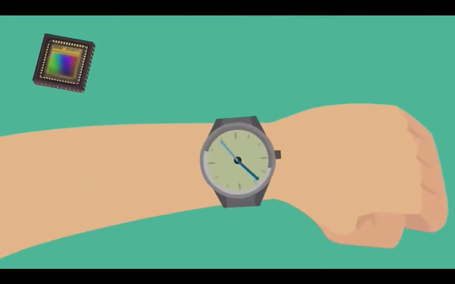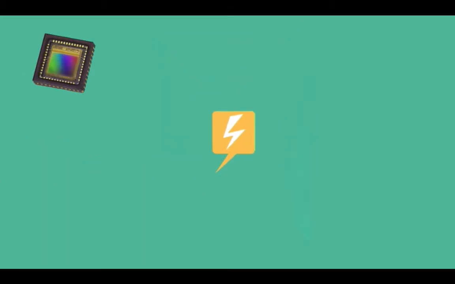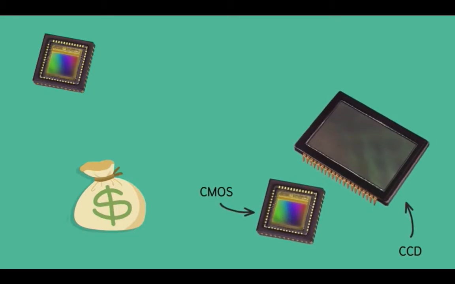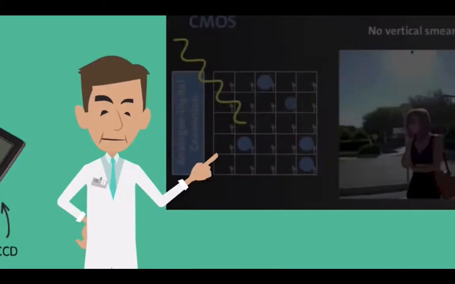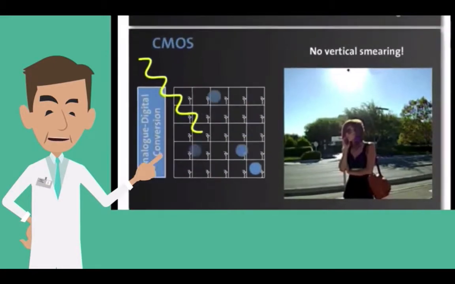CMOS sensors generally work faster than CCD sensors and require less power to operate. They are also cheaper to manufacture and more compact, making them ideal to include into consumer products. Another advantage of the CMOS sensor is that because they capture each pixel individually, they don't have the same blooming and smearing problem that CCDs have.